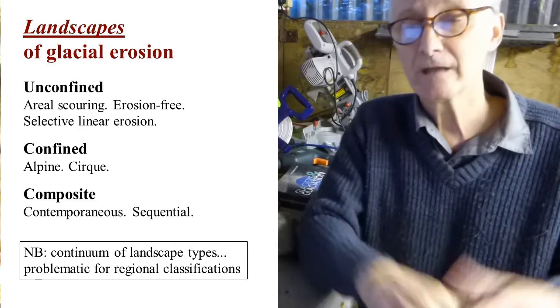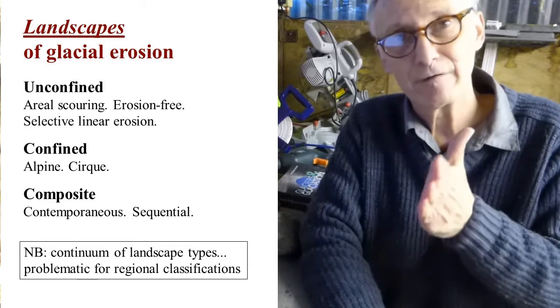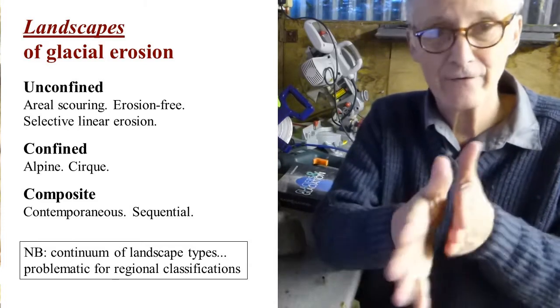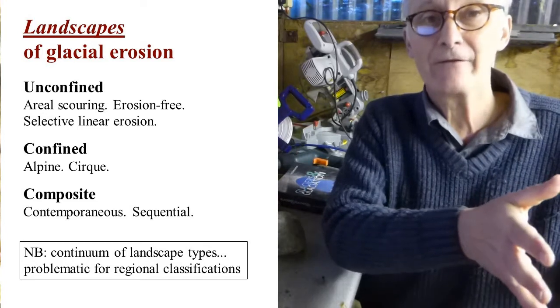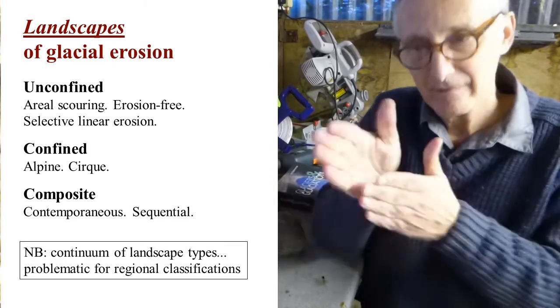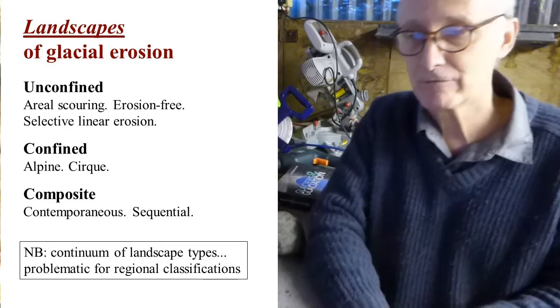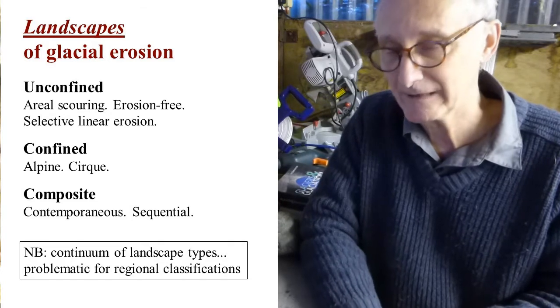And even in an unconfined glacier setting, there are situations where erosion happens just in one location or one area, but not in an adjacent area. So even though we have an overall unconfined glacier mass, there's still a distribution of locations where erosion is happening and locations where erosion isn't happening.